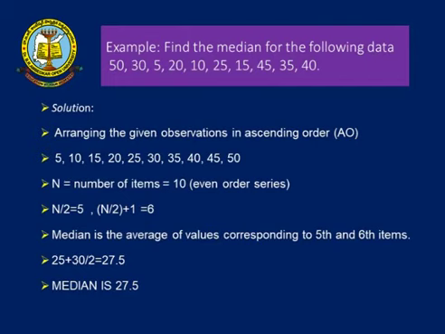The 5th item: first observation is 5, second 10, third 15, fourth 20, and fifth observation is 25. So 25 plus 30 by 2. Average means the sum of the observations by the total number of observations. 25 plus 30 by 2, 55 by 2 means 27.5. That is the median of the given problem. Both examples belong to the individual series.